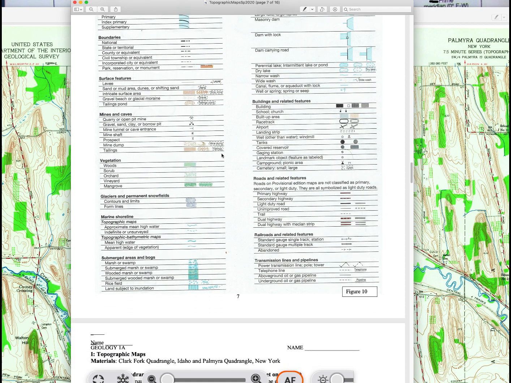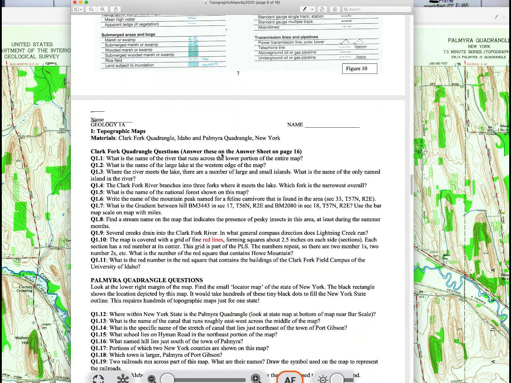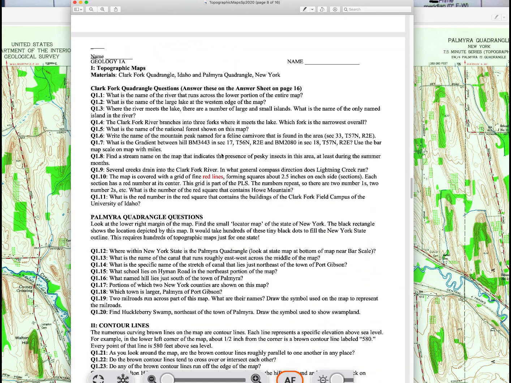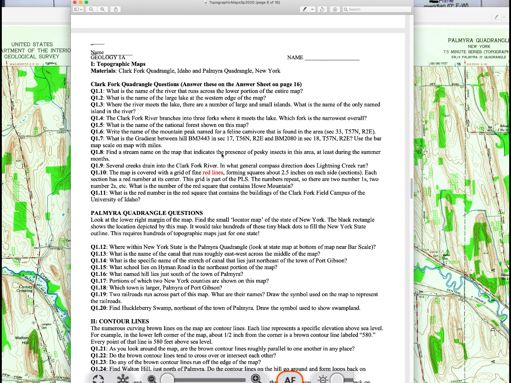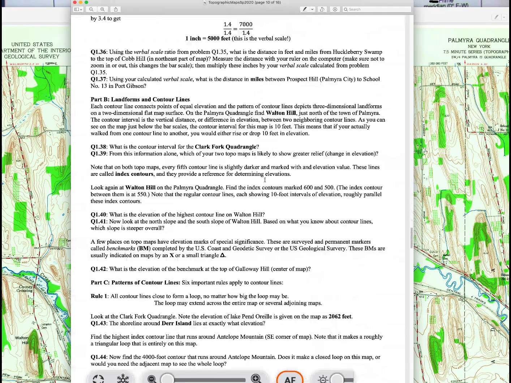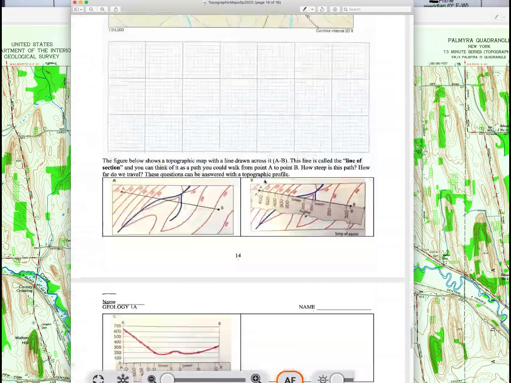That's one of the ones we're using, and you'll recognize that from one of the mines we looked at earlier. All right, so as we go along here, this next part of the lab is going to have you more or less look through the topographic maps, the Clark Fork Quadrangle and the Palmera Quadrangles. And you're going to find different points on these, and you're going to label them. But what I want you to do is answer these questions on the answer sheet. Now, actually, I think it's page 15. That's where it starts.